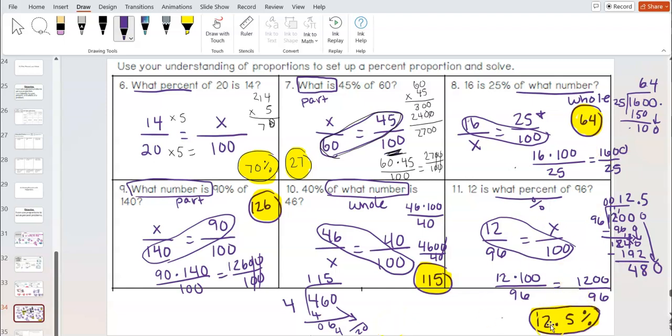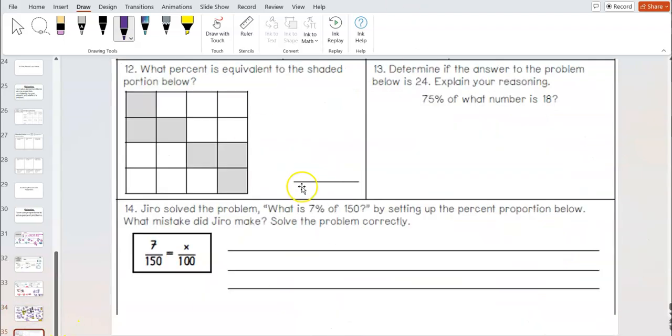Notice that on number 11, our percent is not a whole number, and that is okay. You're not always going to get a whole number. Sometimes you'll get decimals, okay? All right, the last thing we're going to practice here is just a couple of these word problems on our questions here, still using proportions.